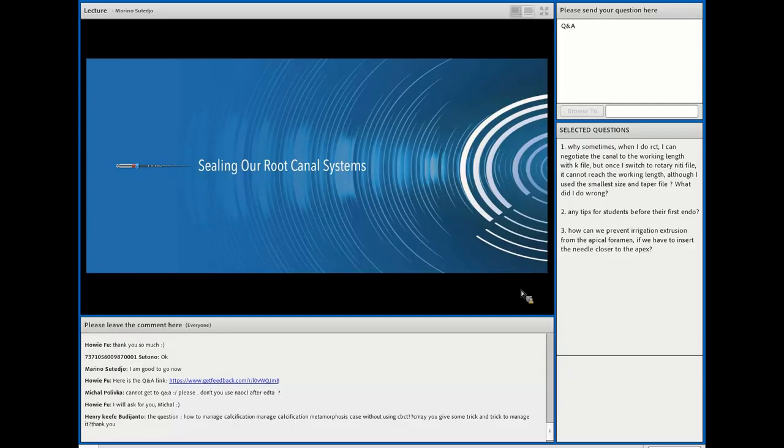So as you may have seen in my image previously, I only mentioned scouting your canals using number 10 K files, but I hardly ever scout my canals up to working length. I still remember what Dr. Grande shared with us about the 10 K file rules. If you put your number 10 K file and it goes to the working length easily, it means you don't have any problems.